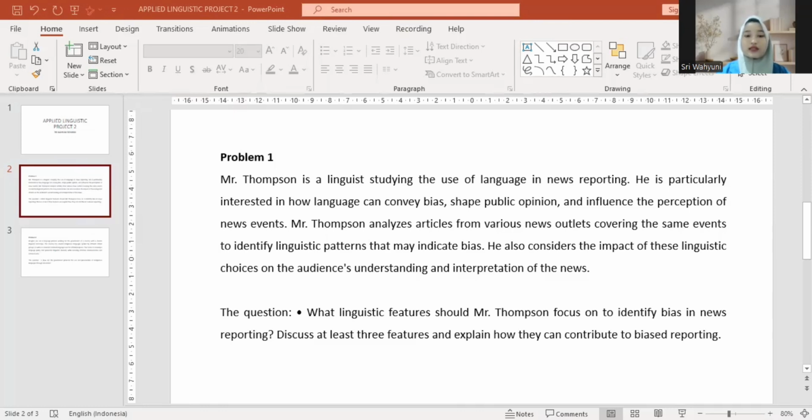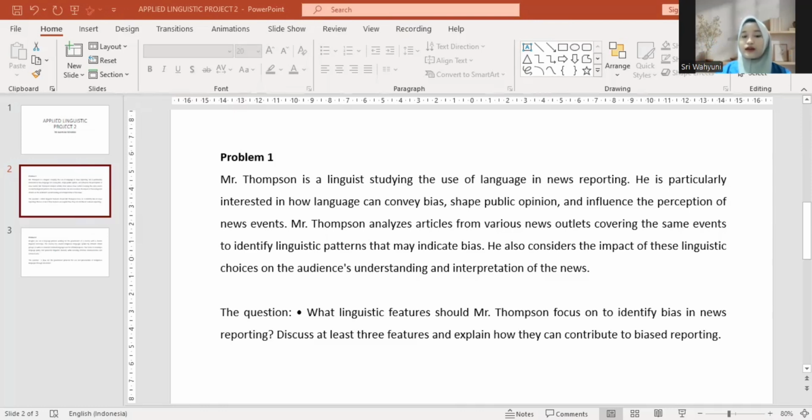The second is transitivity and agency. Mr. Thompson can investigate the use of active versus passive voice in reporting. For instance, the police arrested the protester. This is active. And then the protesters were arrested by the police. This is passive. Can shift the focus away from the agents of action. By analyzing these structures, he can uncover bias in how responsibility is assigned or obscured, which can significantly affect public perception. And the third is framing and intertextuality.